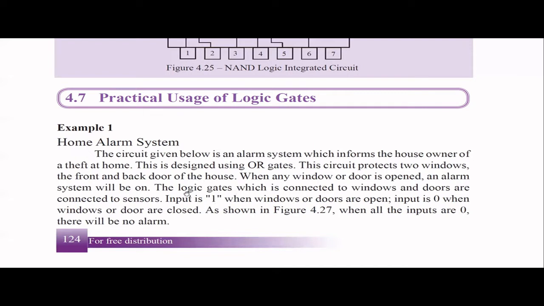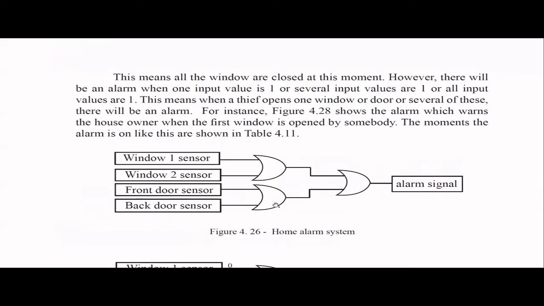Therefore, these logic gates are connected to windows and doors, right? Input is 1 when the windows or doors are open, and input is 0 when the windows and doors are closed, right? This is the basic scenario you have to think about. Now if all windows are closed and all doors are closed, then this alarm will not trigger, right?